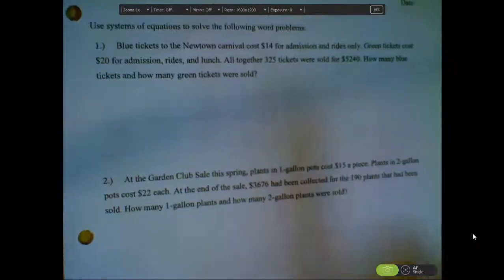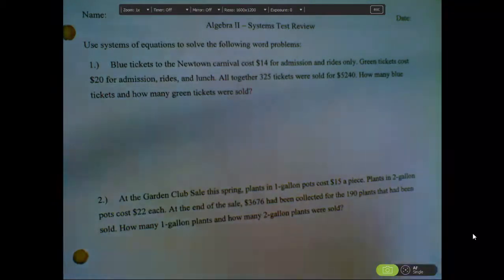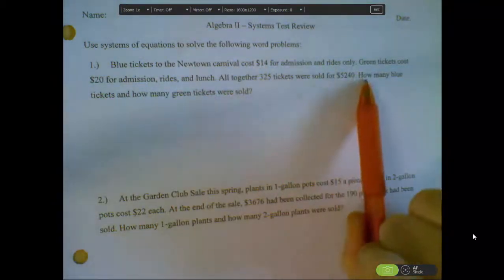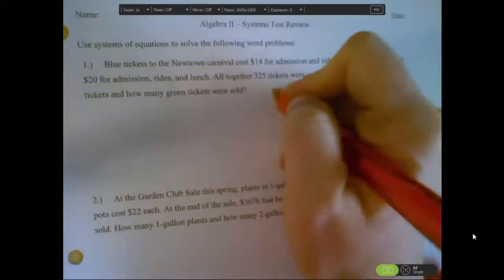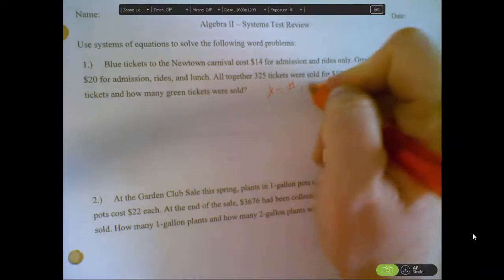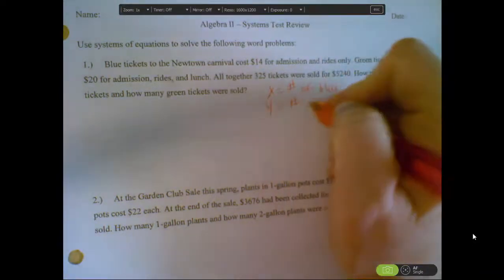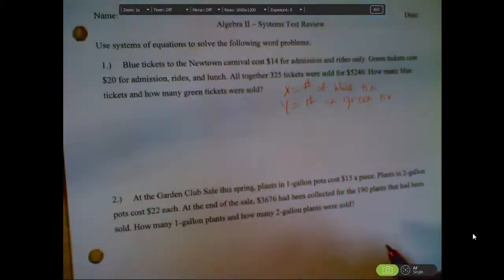All right, this review packet is for your test on systems. First question is a word problem about blue tickets and green tickets. We always read the last line first: how many blue tickets and how many green tickets. So we're going to say x is the number of blue tickets and y is the number of green tickets. Those are the two things I don't know.